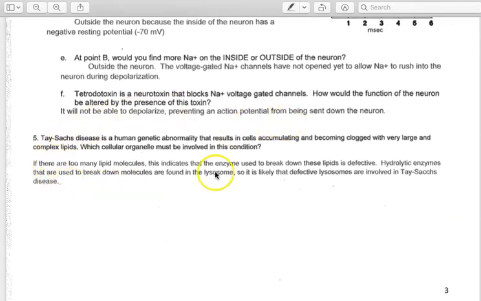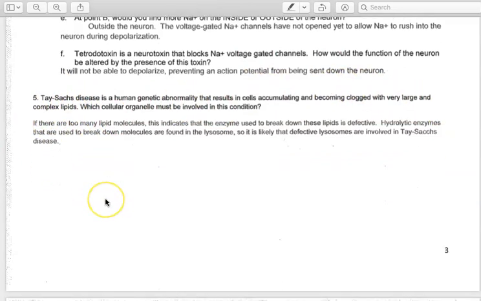Everybody got this correct, that it was lysosomes, because you're not able to break up these very large complex lipids, so they become clogged, and it means that your lysosomes are not working.